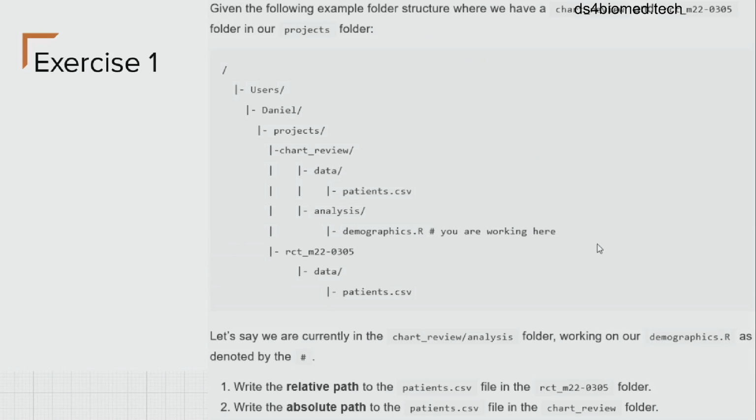So how do we actually start? You can write it on a piece of paper or in your head. Let's say you have a folder called projects. There are two projects in this that you're working on. One is a chart review project, and the other is some randomized controlled trial. They both have data folders with a patients.csv file, and you are working on the chart review, which is some demographics file that you're working on, but you end up needing both of these patient CSV files.